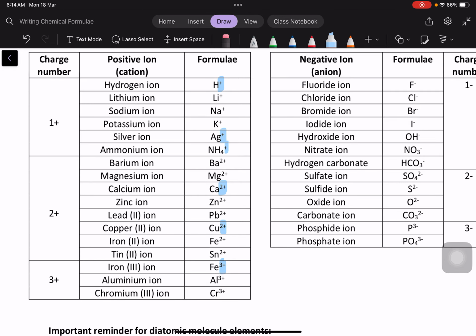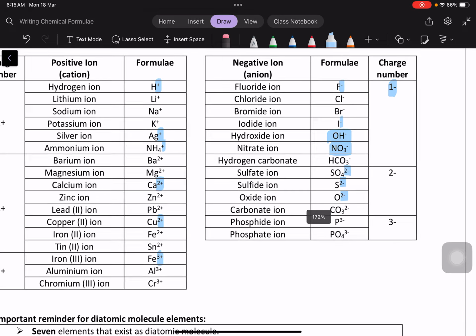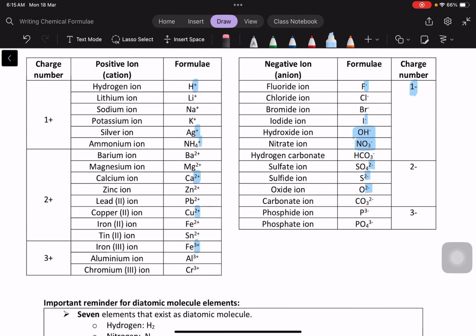I've arranged them according to 1 plus to 3 plus for positive ions, and the negative ions 1 minus all the way to 3 minus. There are simple ions with 1 atom, and there are also some with 2 or more atoms. We call these polyatomic ions, such as hydroxide, nitrate, hydrogen carbonate, which can also be known as bicarbonate, and sulfate. Notice that the charge is always on the right top. Make sure you know where to find the charge number.